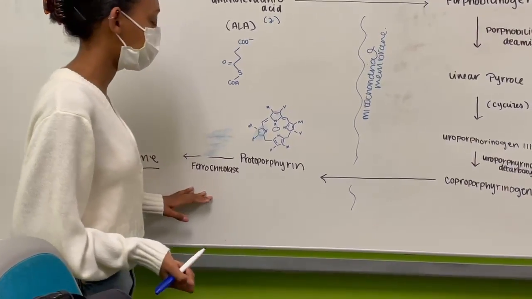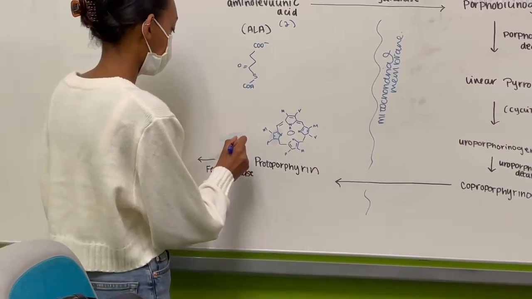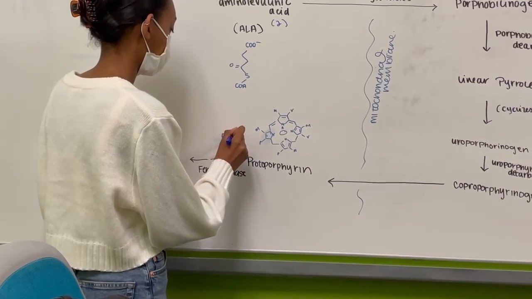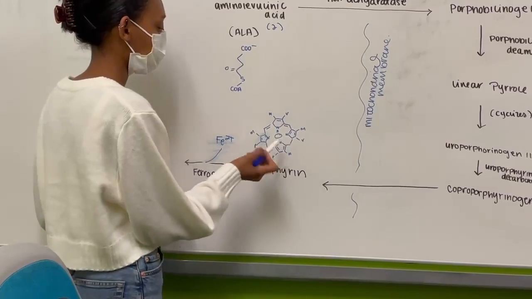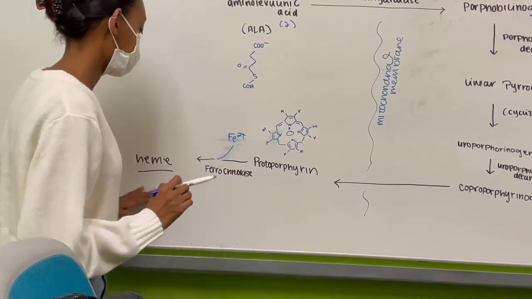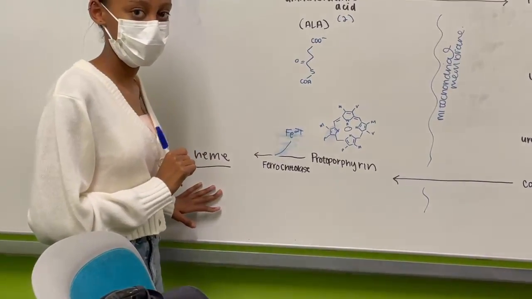Lastly, the enzyme ferrochelatase is needed in order to add an iron to the center of the protoporphyrin ring, which gives us the final structure of heme.